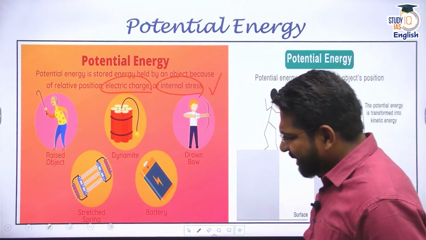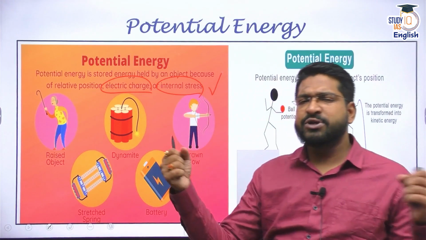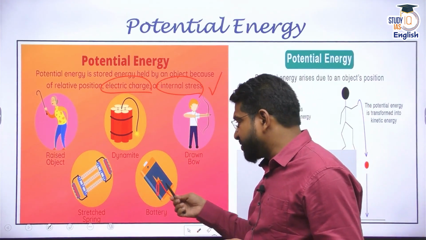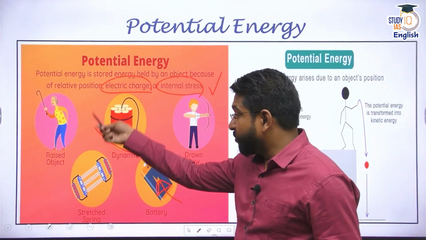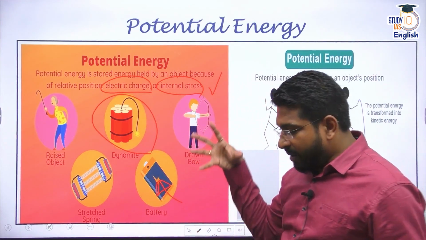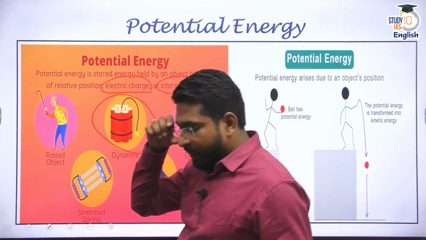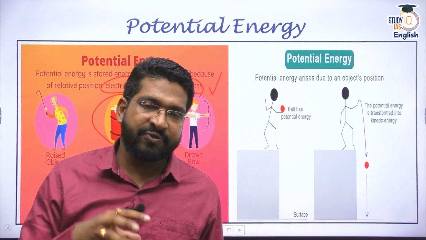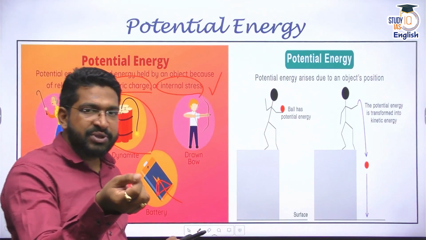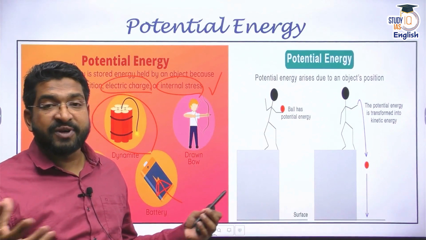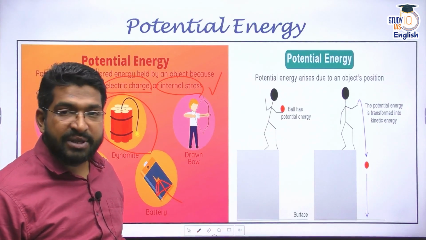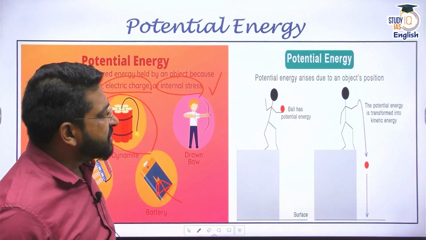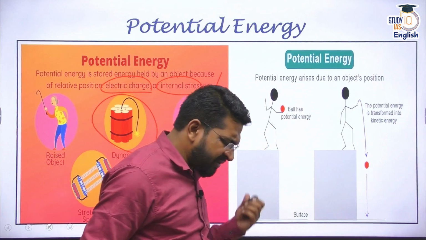Many examples can be found. If an object is raised, or if a spring is stretched, or if a rubber band is stretched, if there is a battery with electrical charges, and if there is dynamite, what am I doing is putting so much igniting material, so many chemicals, at one particular spot. As soon as I ignite it, it is going to blast. Because of that potential energy, it is going to give an immense amount of heat and light. So potential energy can be of various types, and there are different formulae for that.